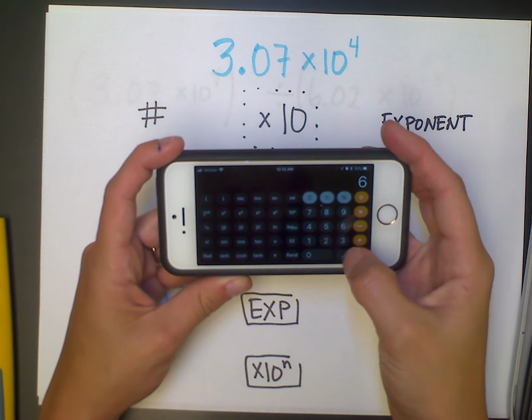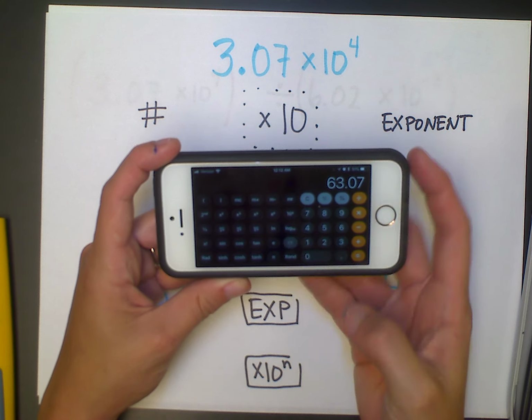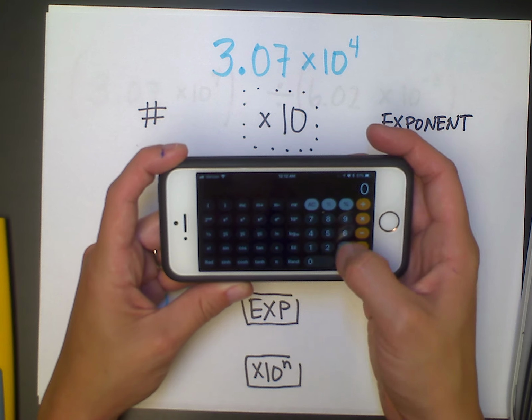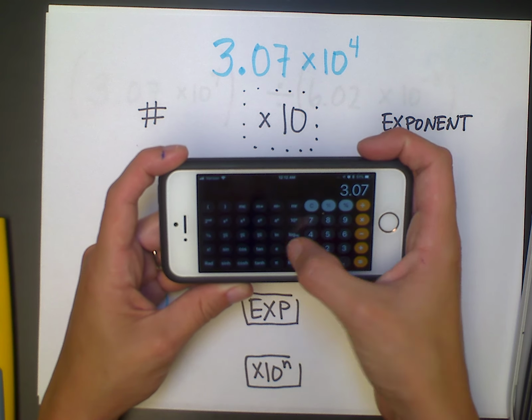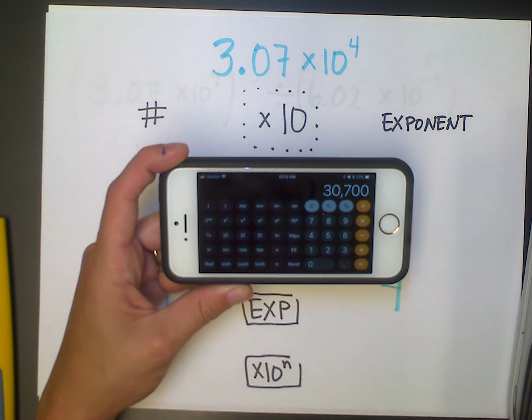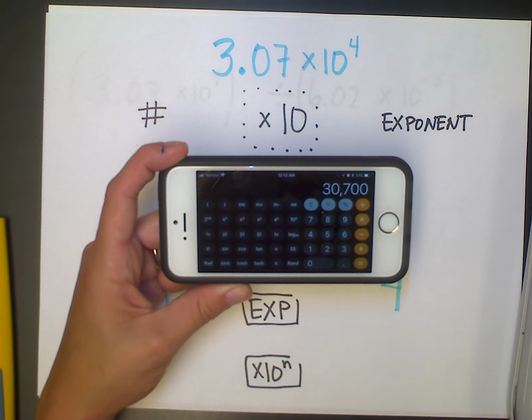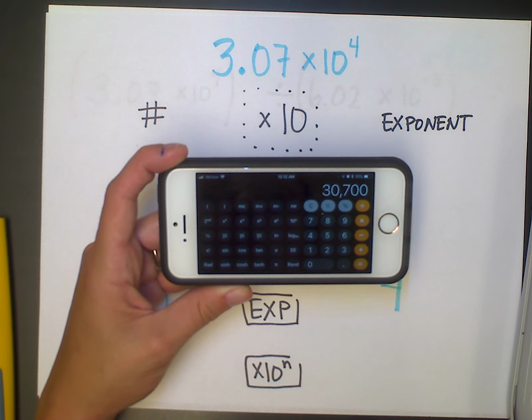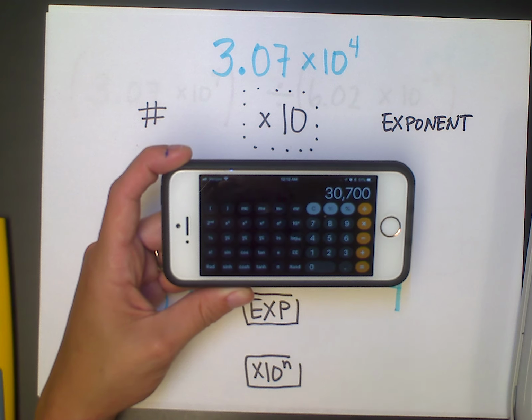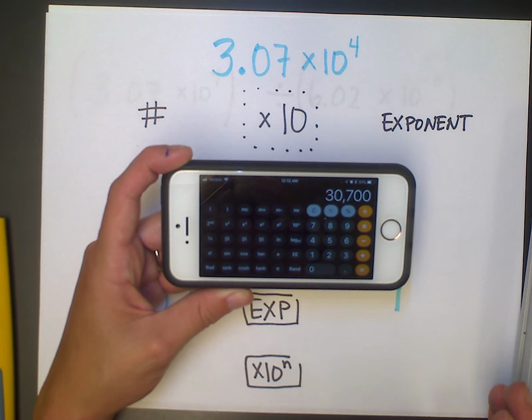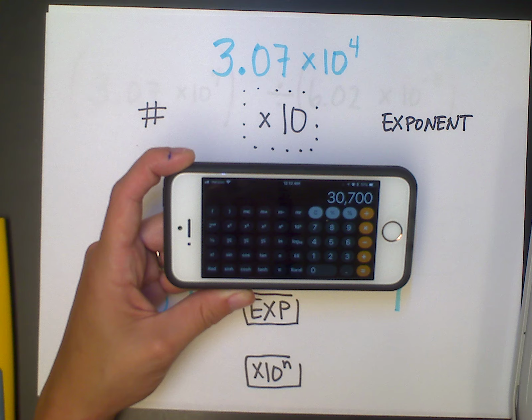So it would be 3.07, EE button, 3.07 E to the 4th. You can hit equals, and you should be getting that 30,700. So that's something to keep track of at home. The only thing I don't really like about this calculator is it doesn't show you what you've inputted, so you can't keep track of if you have an input error.